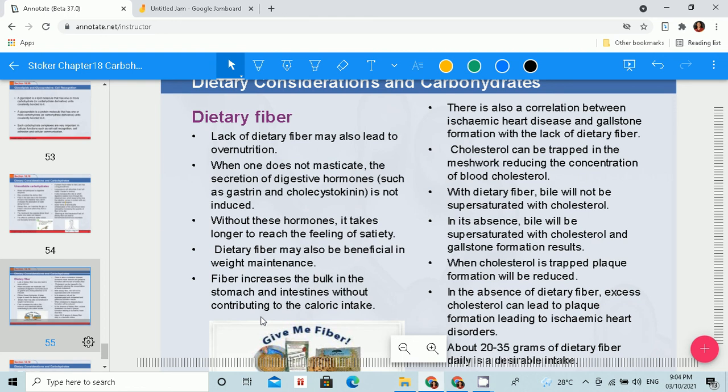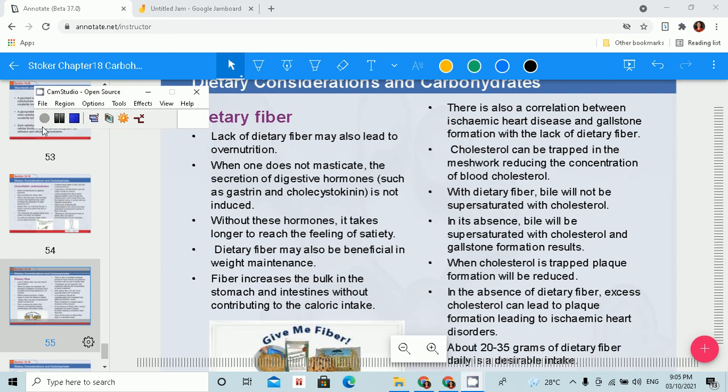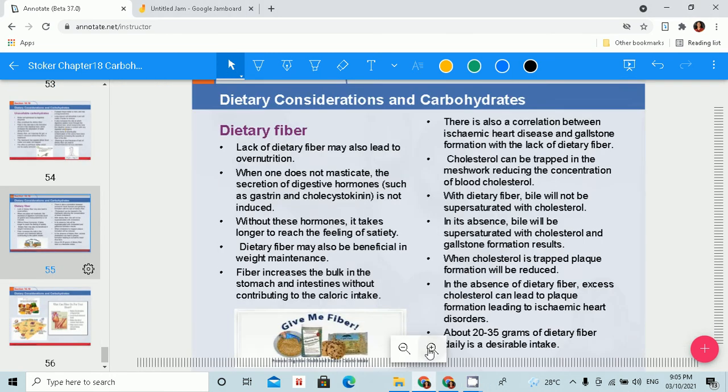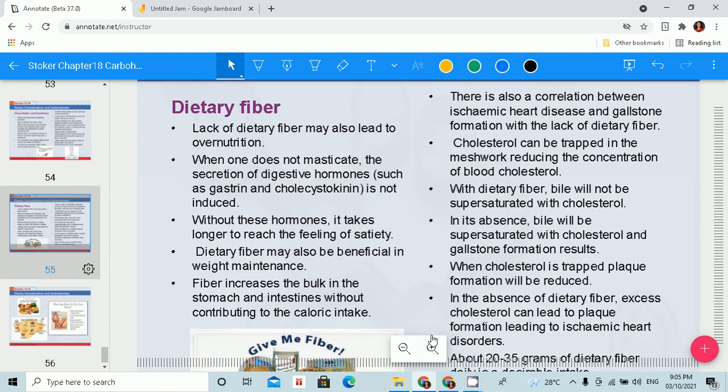So, mao na, mga tagas og sugar, magkaon sila og mais. Nagklase. Okay, and then it's bulk. So when it's bulk, there's a feeling of satiety, busog, in the intestines without contributing to the caloric intake. Okay, then we have the earth. There is also correlation between ischemic heart disease and gallstone formation with the lack of dietary fiber.